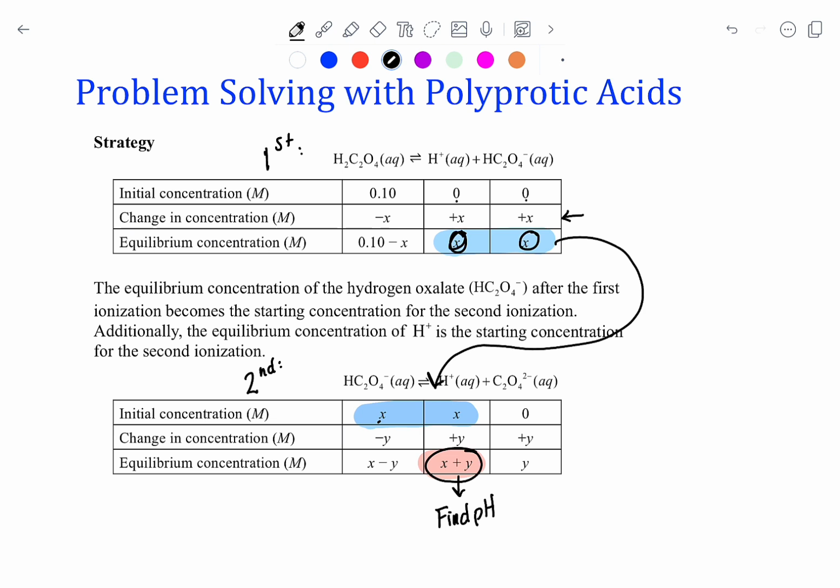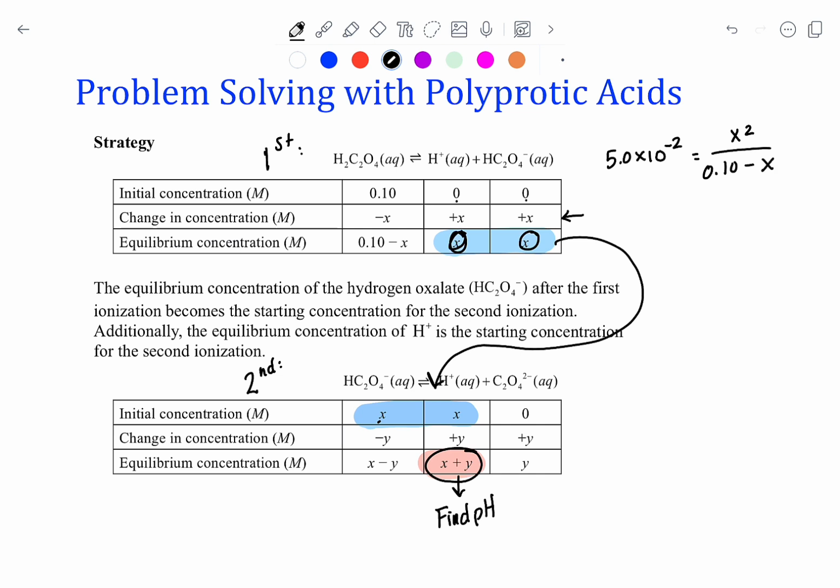Oxalic acid has a Ka of 5.0 times 10 to the minus 2. You can get that from your Appendix 4 or from your data table. You'll see Ka1 and Ka2. Please just make sure you're using the correct one for the ionization. So Ka1 is 5.0 times 10 to the minus 2, and that's going to be equal to x squared over 0.10 minus x.